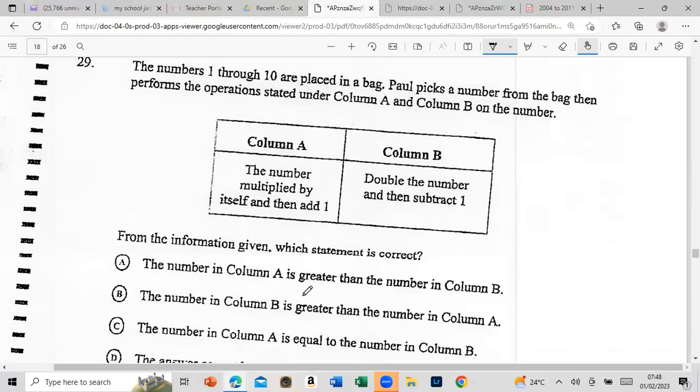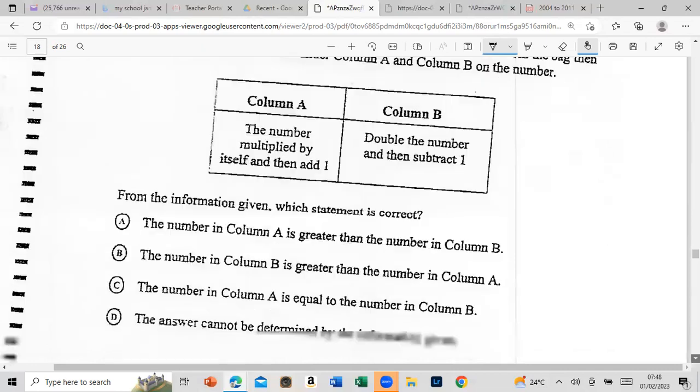The number in column A is greater than the number in column B. The number in column B is greater than the number in column A. The number in column A is equal to the number in column B. Or is it D? The answer cannot be determined by the information given.